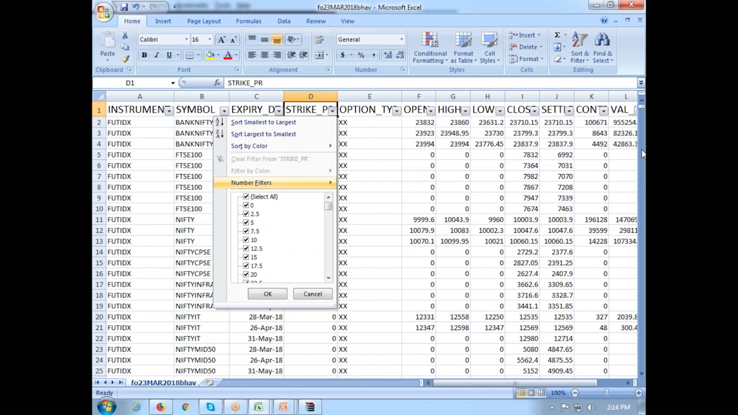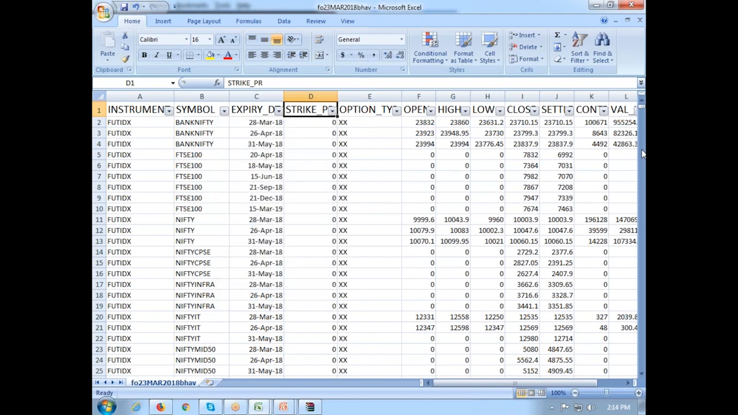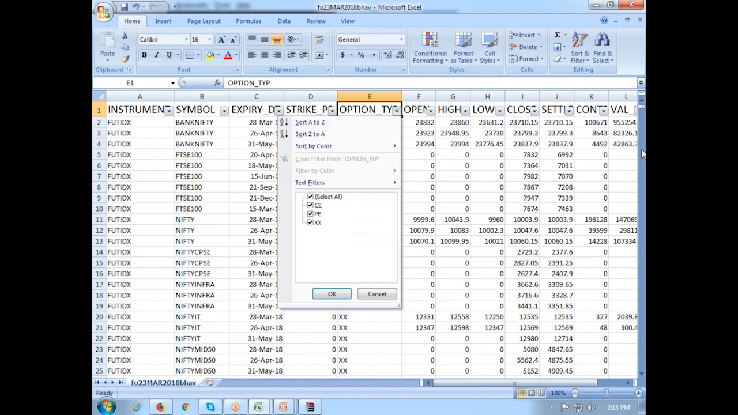Strike prices. 0, 2.5 strike prices. When it comes to futures, there is no strike price. You see, all the points will always be 0. When it comes to options, the strike price has to be there. Option type, either call or put or XX. XX means it is a futures contract. Otherwise, it's an option contract.